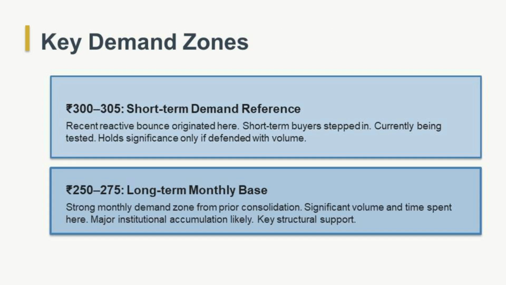Below acceptance, 300 rupees to 305 rupees becomes a key demand reference. If price loses acceptance above this zone, volatility typically increases. Further down, 250 rupees to 275 rupees represents a long-term monthly demand base formed during earlier accumulation phases.